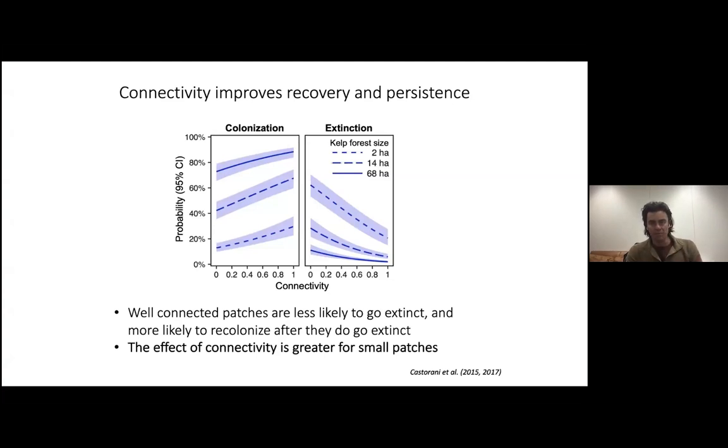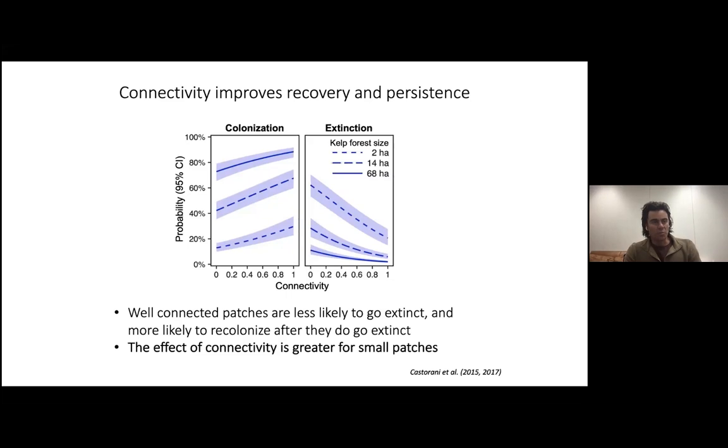Just a word on what is motivating this work. This is one of the key figures from our proposal, some of Max's work showing that connectivity influences colonization and extinction. So the left-hand panel shows that more connected patches and larger patches are more likely to be recolonized after they go locally extinct. The right-hand panel shows that larger patches and more connected patches are less likely to go extinct in the first place. And one of the interesting findings here, especially on the extinction panel to the right, is that the effect of connectivity seems to be greater for small patches. So the importance of connectivity in keeping a patch from going extinct is even more pronounced for those small patches.